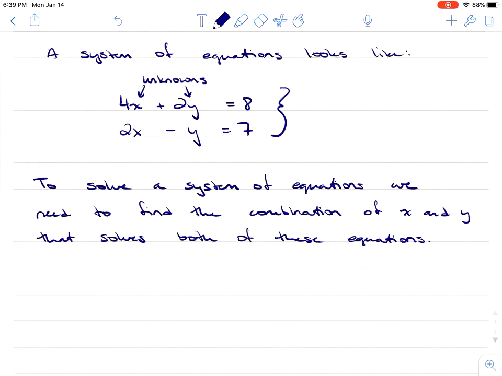Two equations are needed to solve for two unknowns.